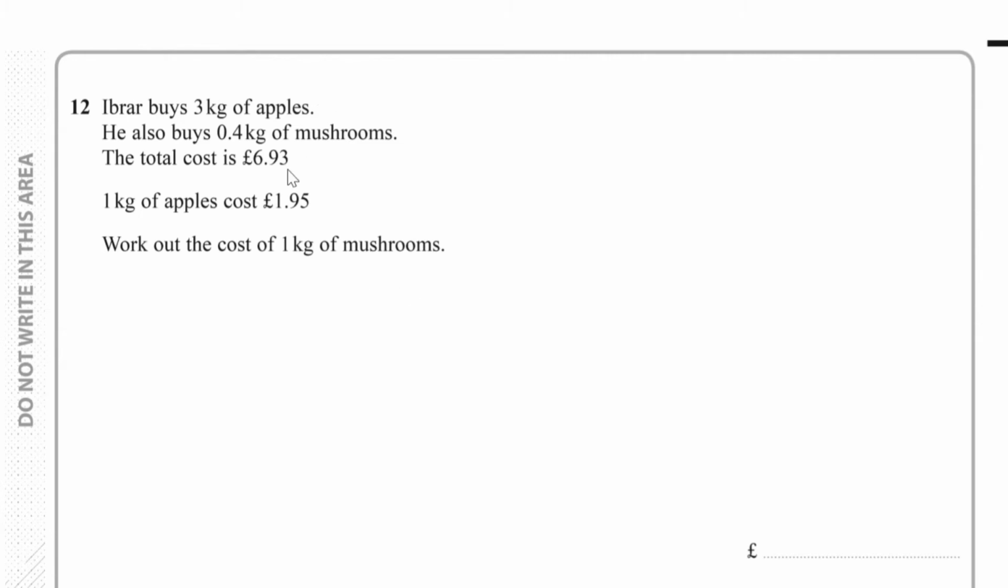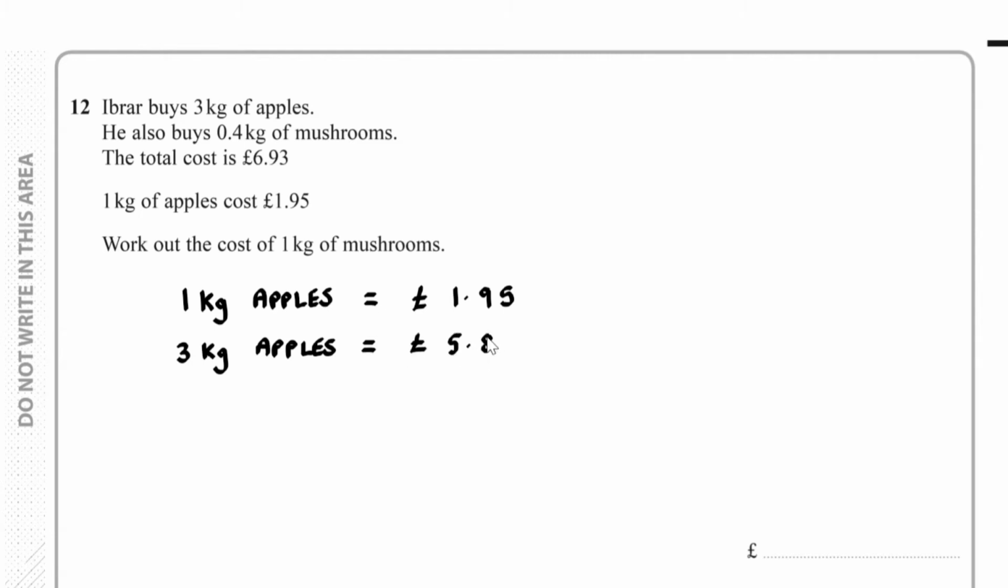So, what we know is 1 kilogram of apples is equal to a cost of £1.95. Now he buys 3 kilograms worth of apples. So what we can do is find out the cost of this. We can multiply £1.95 by 3 to get £5.85. So 3 kilograms of apples cost £5.85.